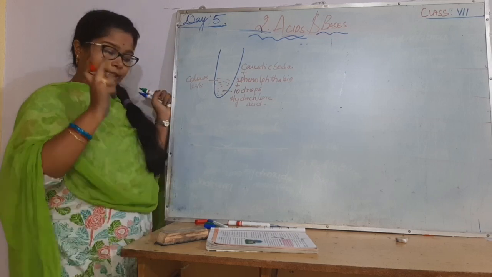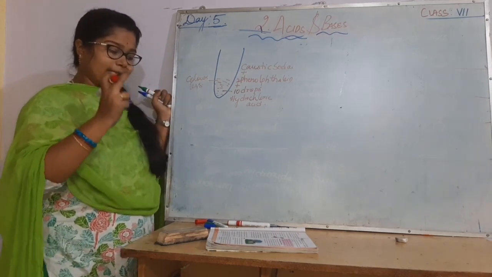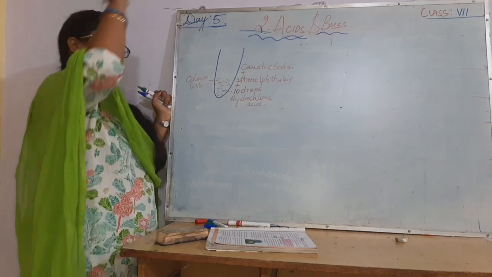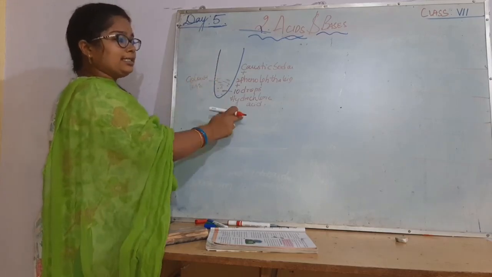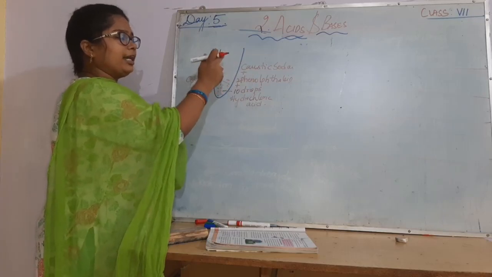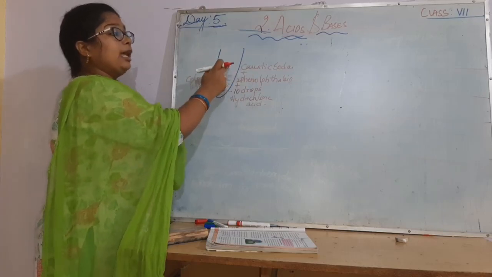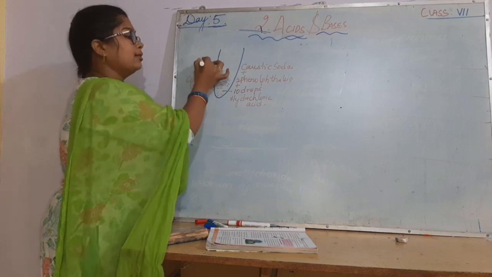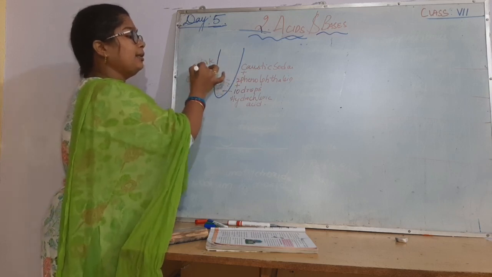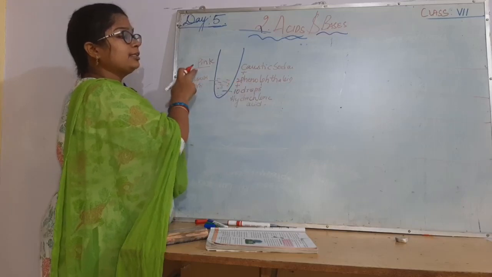Keep adding the caustic soda drop by drop until the color begins to turn pink. Means what? This is colorless, which indicates it is an acid. You have added caustic soda. After adding each and every drop, you are shaking it and making sure that it turns pink. When the phenolphthalein solution is there, it turns pink.